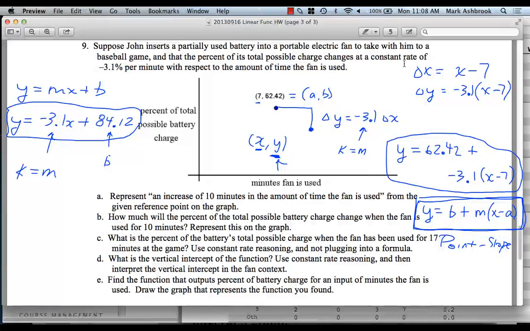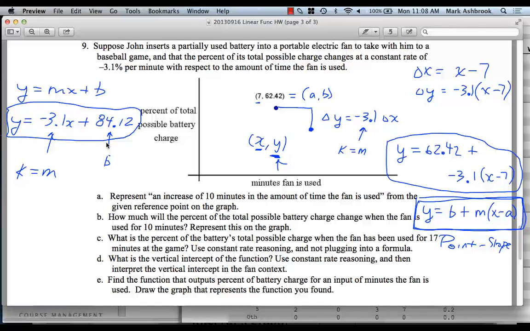For part D, how do you use constant rate reasoning to interpret the vertical intercept? I would say watch the video because we already did it, but I don't have a video. So it's the same thing we do. You start with delta x. Delta x is -7. Here's the constant rate of change reasoning. Changes in percent are always a constant times the changes in the minutes.